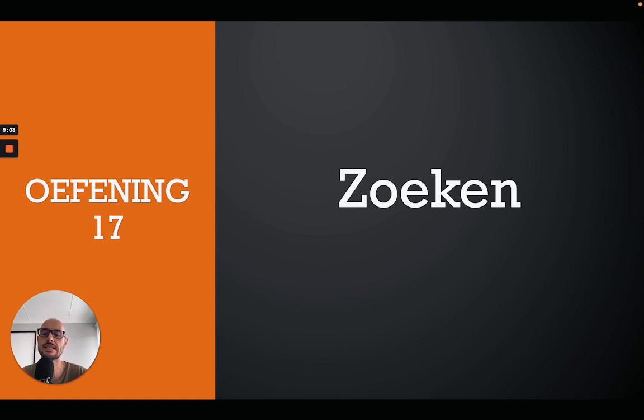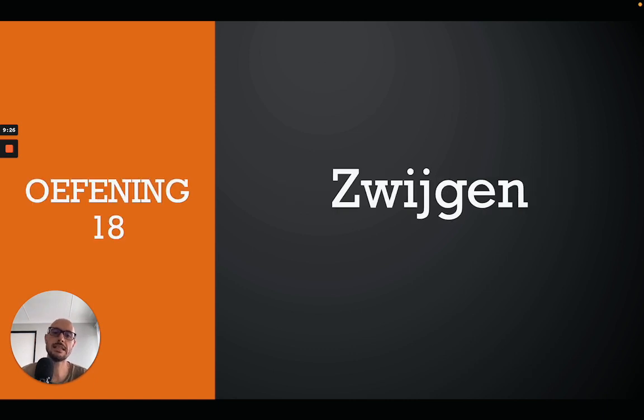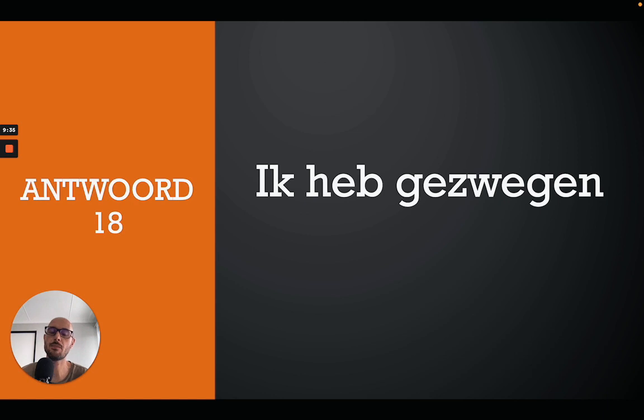Alright, oefening 17. 17 is zoeken. Zoeken is to search. So how would you say I have searched? Well, that would be ik heb gezocht. Ik heb gezocht. That would be the correct translation in Dutch for I have searched. Number 18. 18 is zwijgen, so it's to be quiet. So how would you say I have been quiet? And that would be ik heb gezwegen. Ik heb gezwegen. That would be the correct answer.